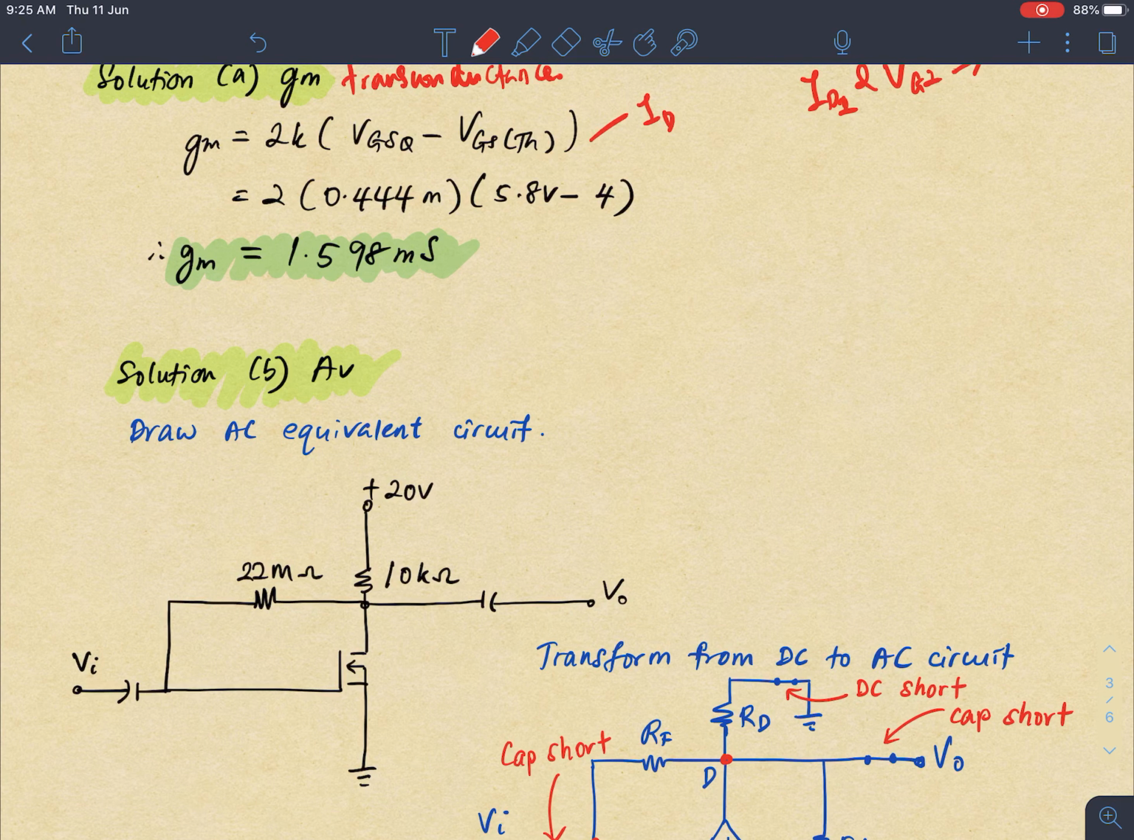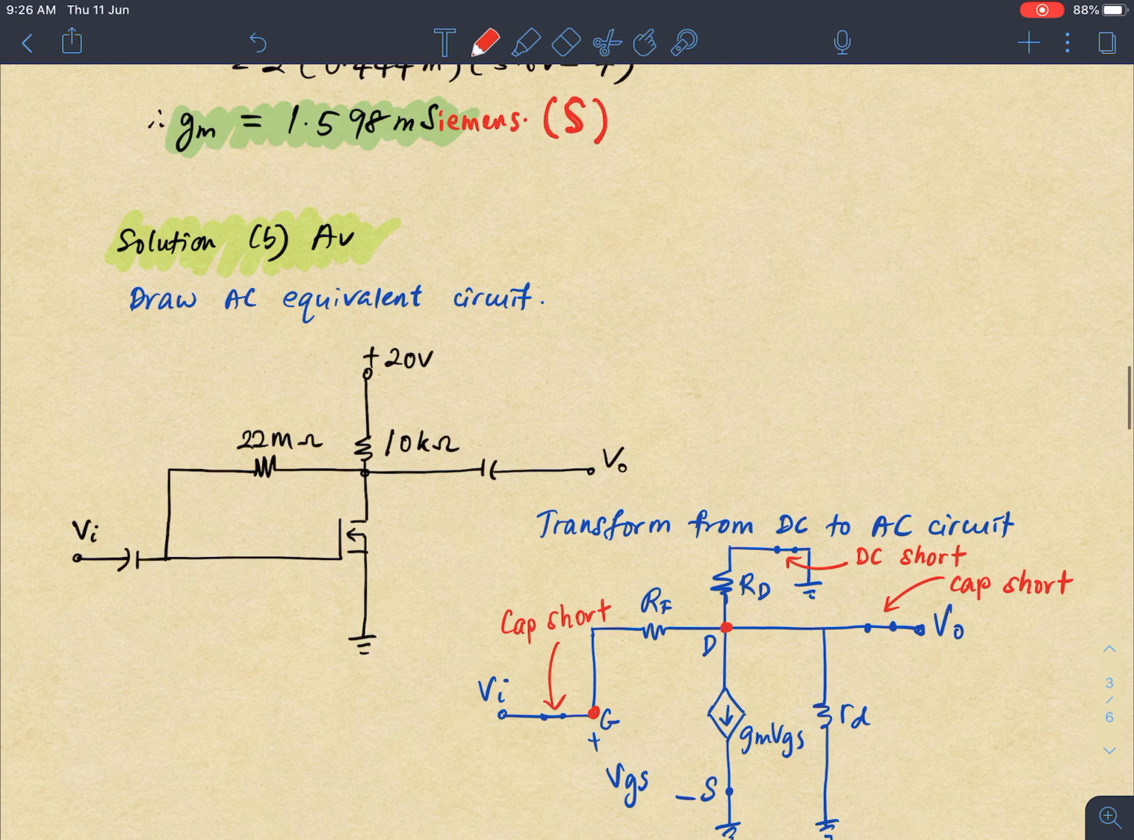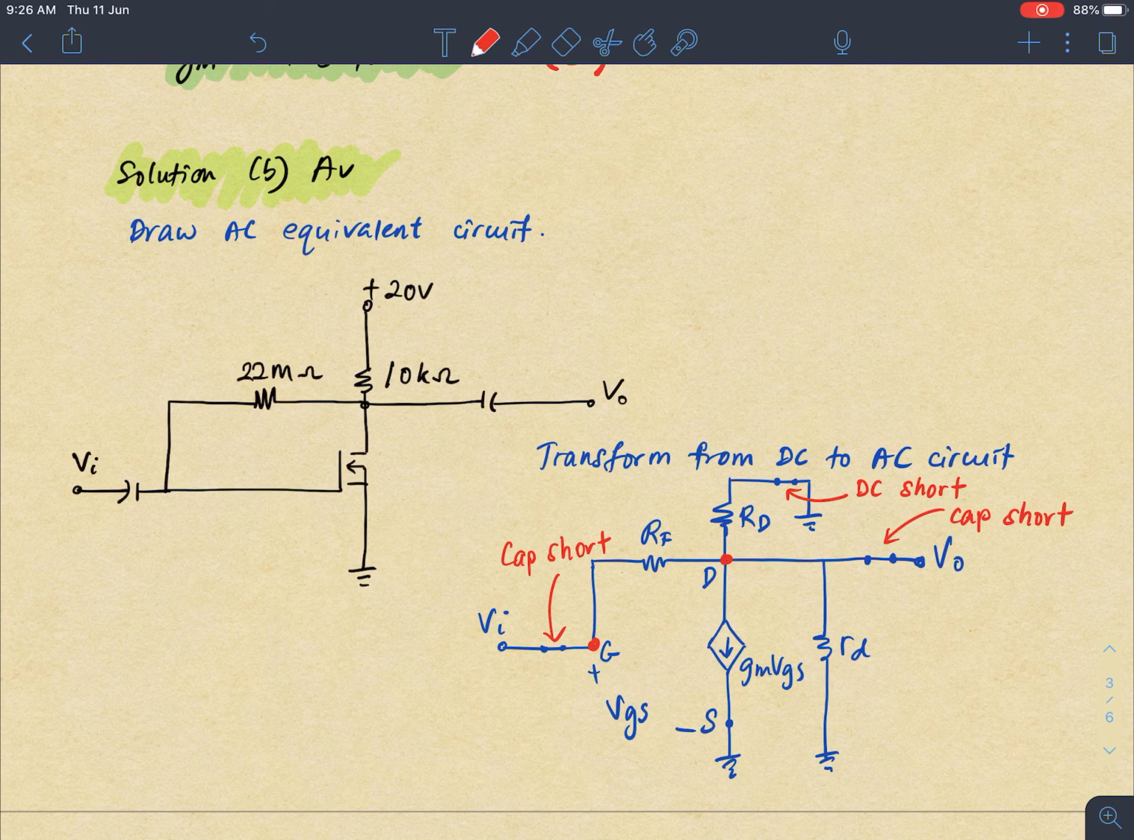Then use this equation. Just insert the K value, and we already get the VGSQ and then the VTH. Then you calculate, we get 1.598 millisiemens. This is Siemens, so we use the big S alphabet here. Then for question B, to get the AV.